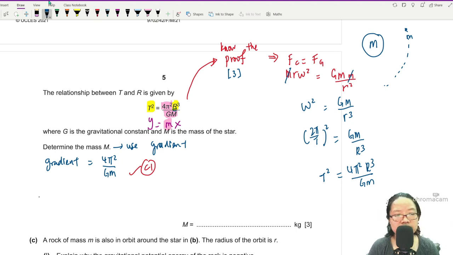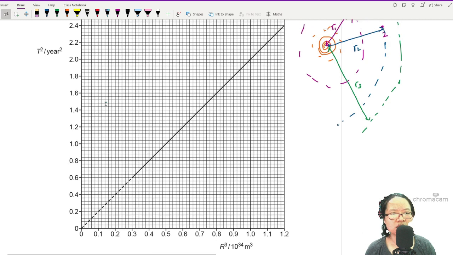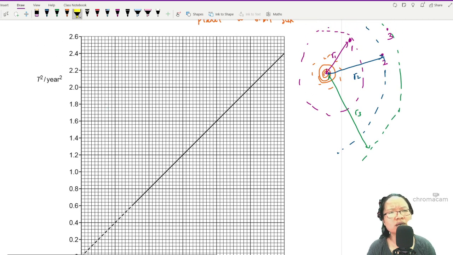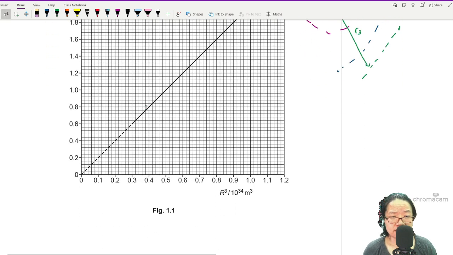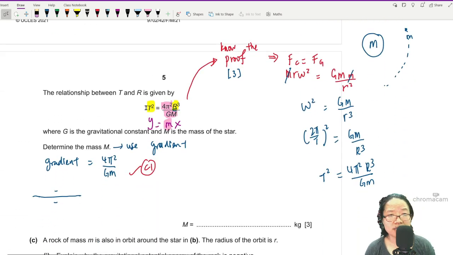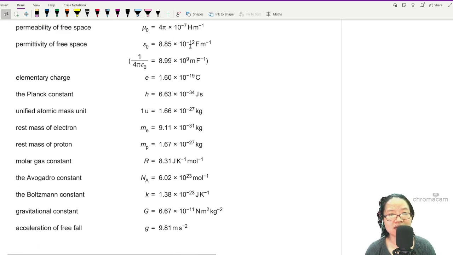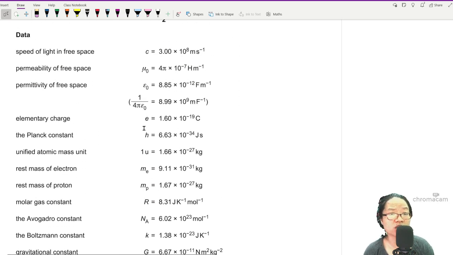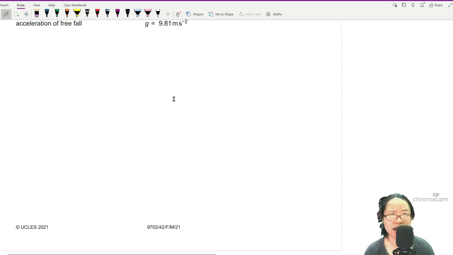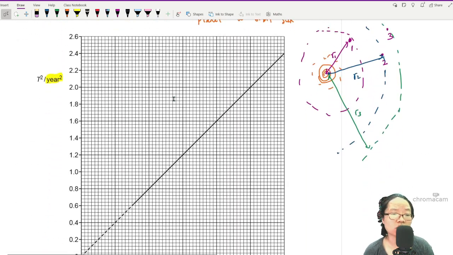Then we find the gradient. Be very careful, because I see strange units on the axis. Look at this, year squared. Why plot year squared? Means we have to convert. Yes, my friends, whenever you see a physical constant like G, whenever you use any numbers from this list, everything else that is sharing an equation with this number has to be in SI. So we need to convert.